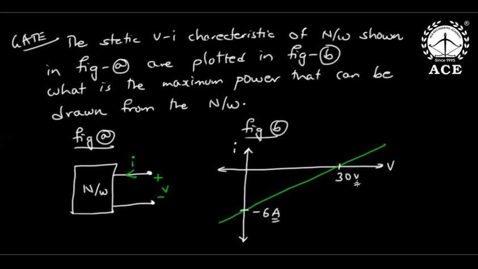See the question. The static VI characteristics of the network shown in figure A are plotted in figure B. What is the maximum power that can be drawn from the network? Everybody try immediately, I am covering all the models in one place. Okay, one minute, everybody try.